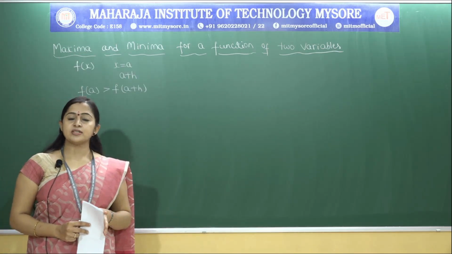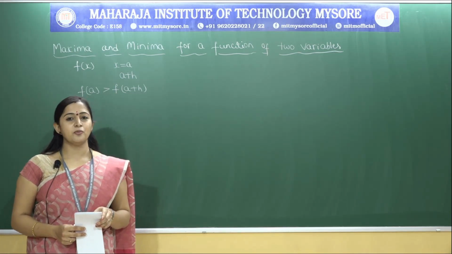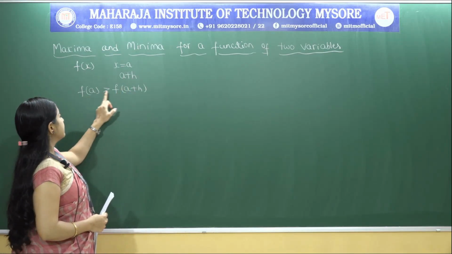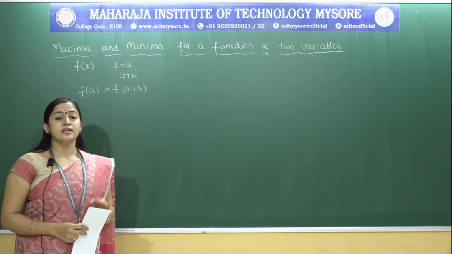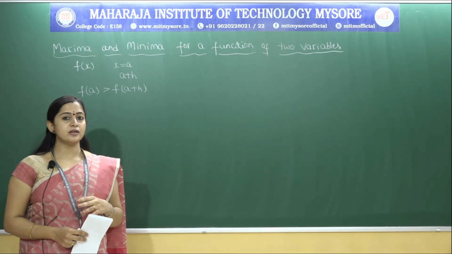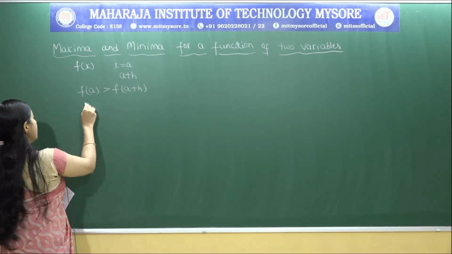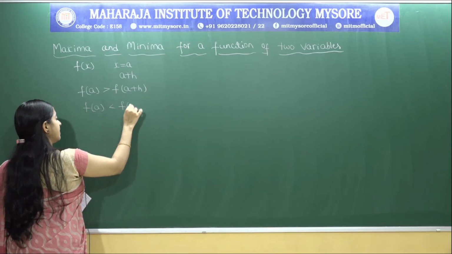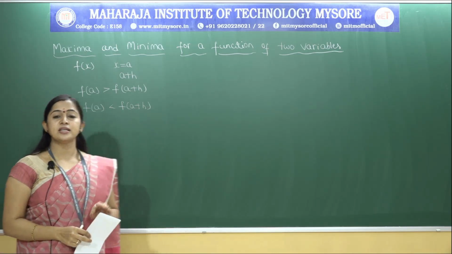The function f of x is said to be a maximum at x equal to a if there exists a neighborhood at a point, say a plus h, such that f of a is greater than f of a plus h, where h is very small. Then the function is said to be a maximum at x equal to a. Similarly, the function f of x is said to be a minimum if f of a is less than f of a plus h. This is with respect to a single variable.